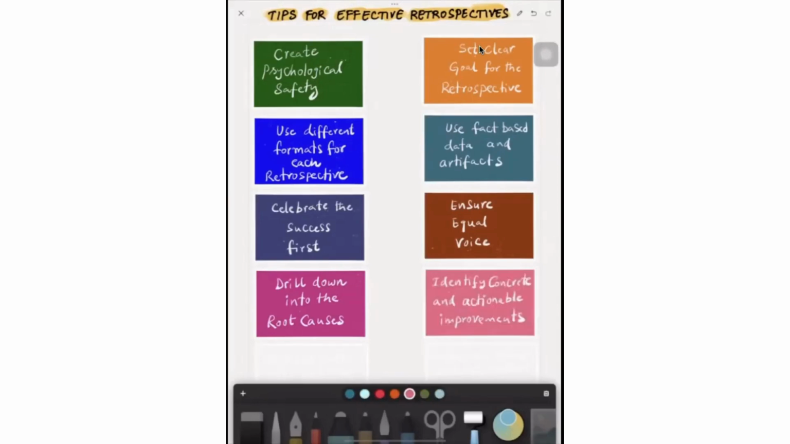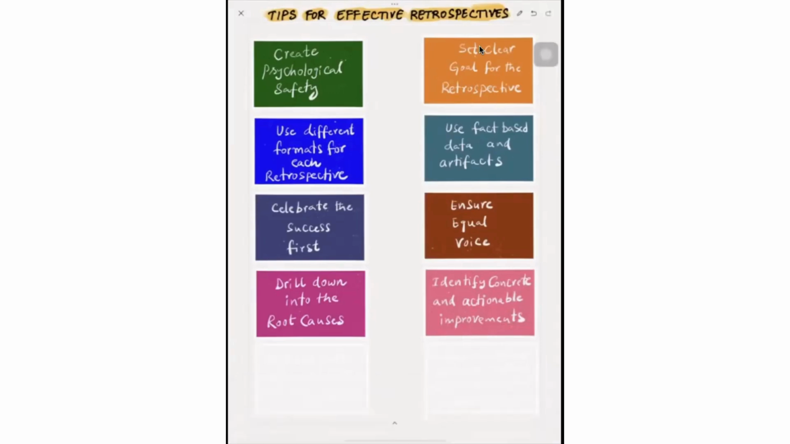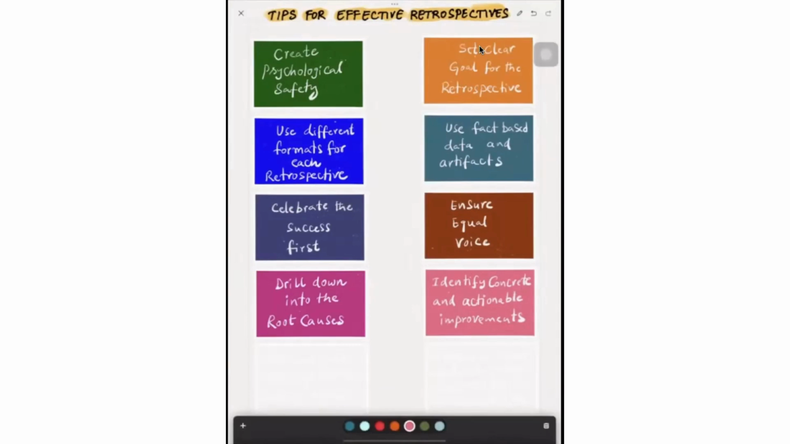Then next, identify concrete and actionable improvements. So it is important to close the retrospective with at least 1 or 2 actionable improvements. The word actionable is important here. That means it should be actioned and completed maybe in a few days. So it is important for the Scrum Master to ensure collectively all the developers and product owner identify and agree on at least 1 or 2 actionable improvements, which may be related to processes or tools or techniques, anything, doesn't matter.